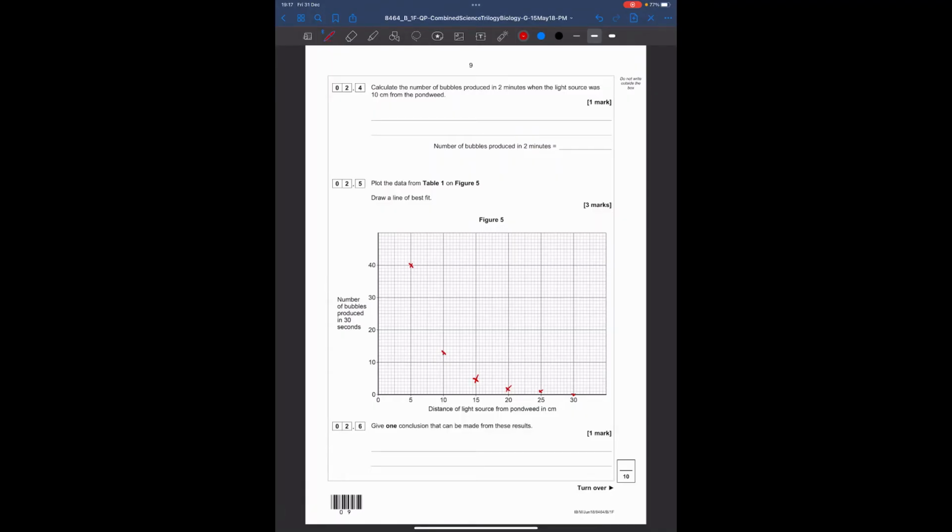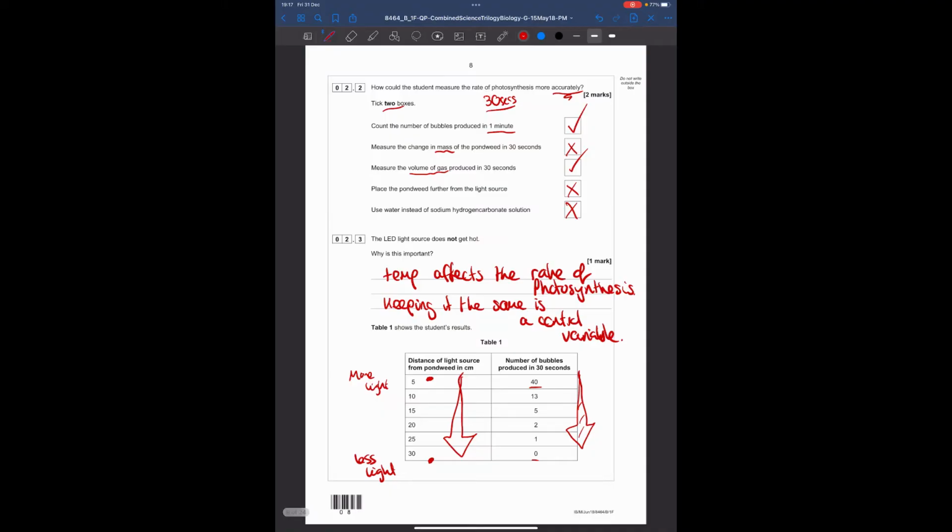Calculate the number of bubbles produced in 2 minutes when the light source was 10 centimetres from the pondweed. It's a 1 mark question, and because they've just given us this table, we of course need to go back to this table to use it. So it asked us how many bubbles were made in 2 minutes, and this table is telling us how many bubbles are made in 30 seconds. And we're specifically looking when it's 10 centimetres from the pondweed. So 10 centimetres in 30 seconds makes 13 bubbles.